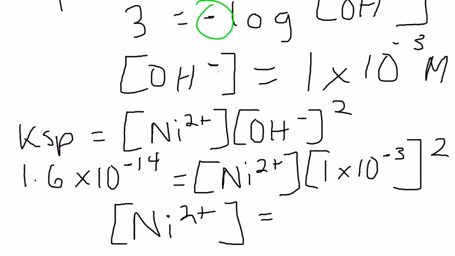The Ni2+ has a concentration of 1.6 times 10 to the negative 8th molar, or moles per liter, depending on however you phrase it.